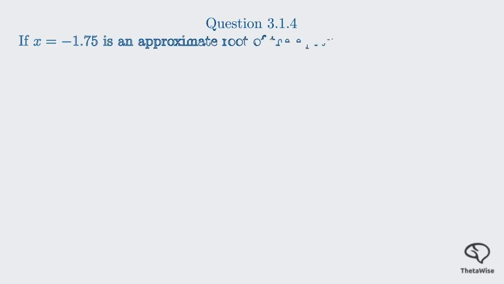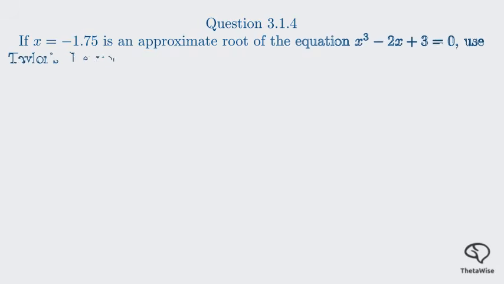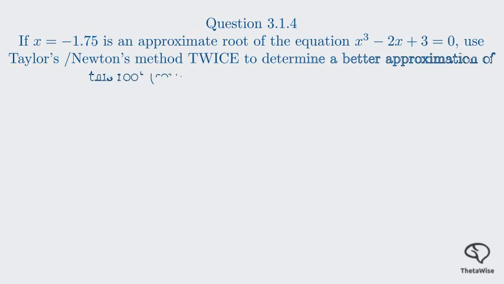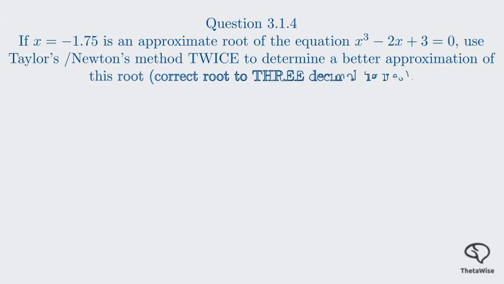Now let's tackle question 3.1.4, which introduces us to a powerful numerical method. The question gives us an initial approximation, -1.75, and asks us to use Newton's method twice to find a better approximation of a root for the equation f of x equals 0, correct to 3 decimal figures.